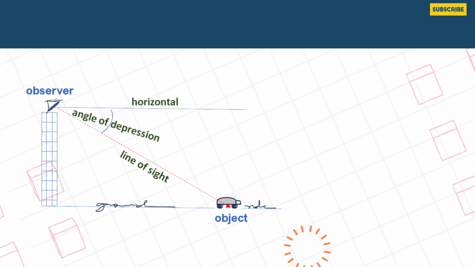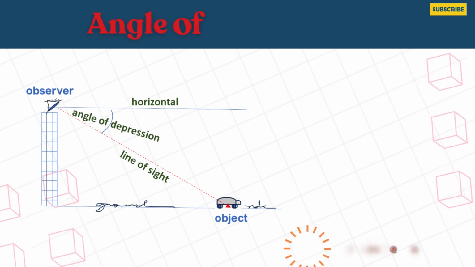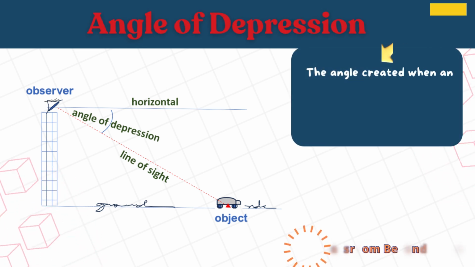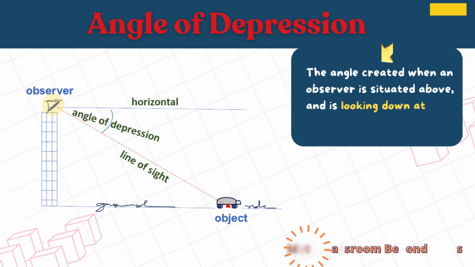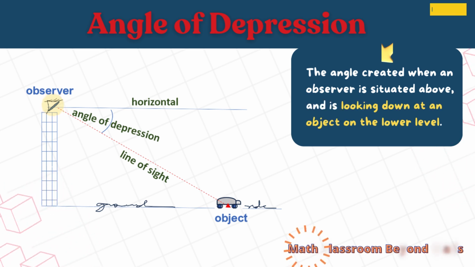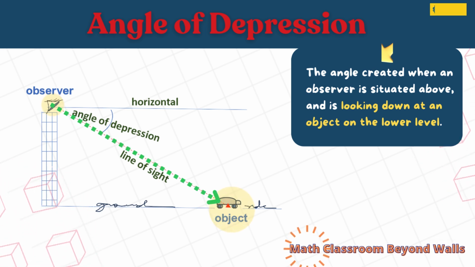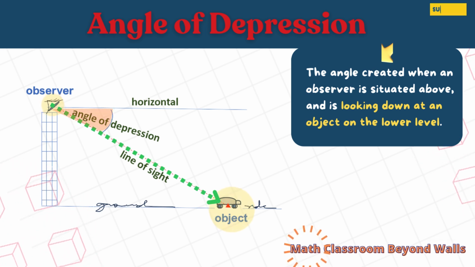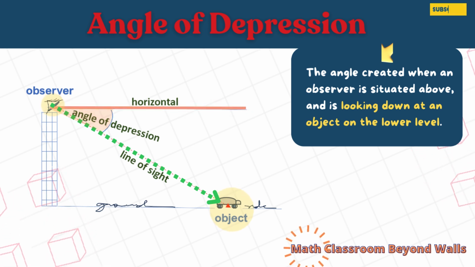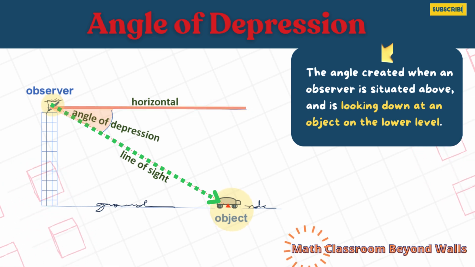On the other hand, the angle of depression is the angle created when an observer is situated above and is looking down at an object on the lower level. This angle is between the horizontal and the observer's line of sight.